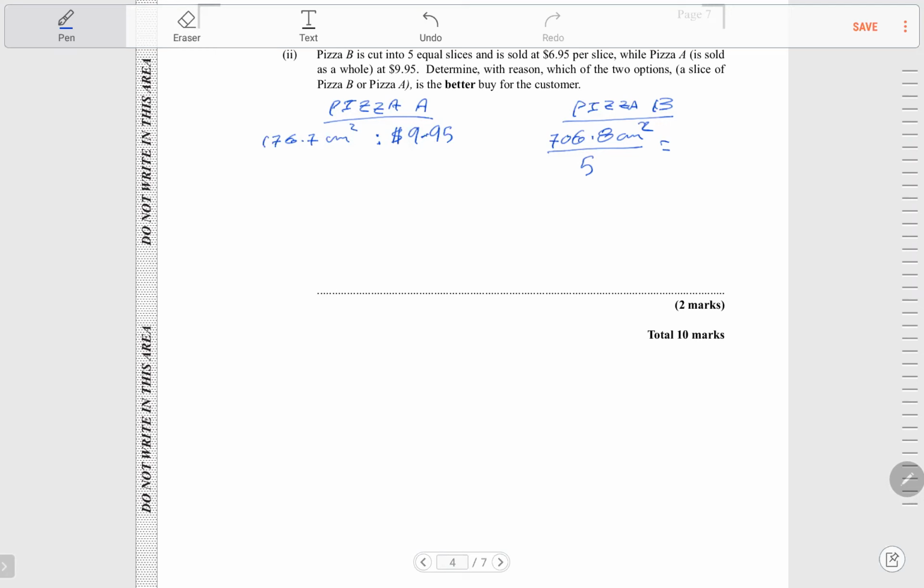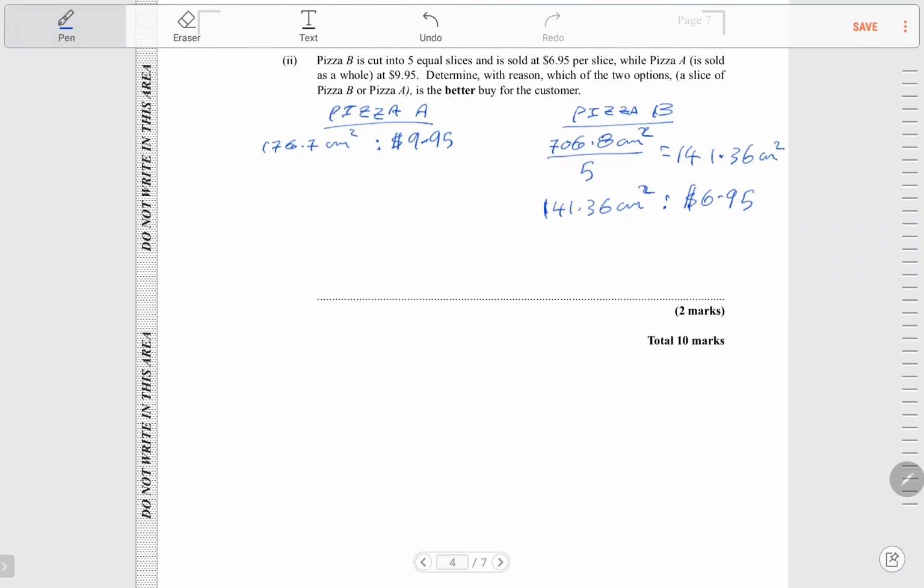what? So divide that by 5, and that is 141.36 centimeters squared. That is sold for $6.95. So if you want to know which one is the better buy, you need to see how much pizza you're getting for $1 in this one, and how much pizza you're getting for $1 in the other. The one that you're getting more of for $1 is the better buy.